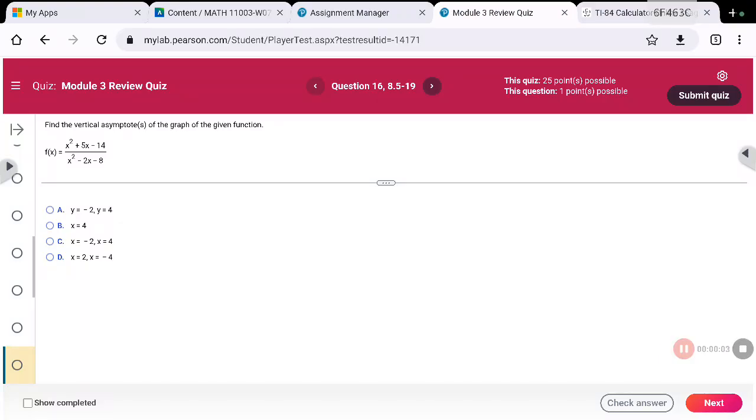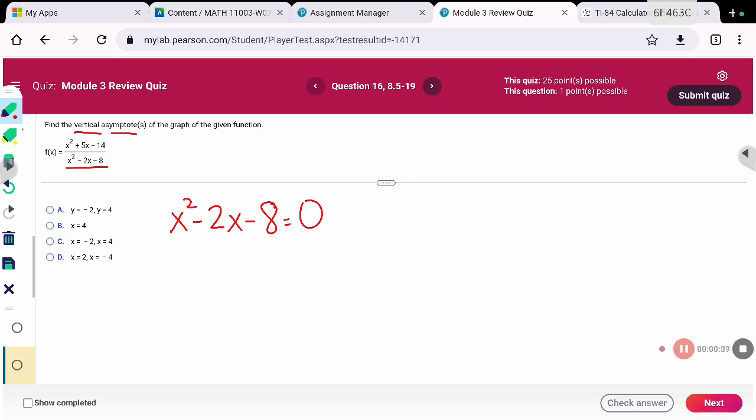In this video, we are going to continue reviewing for the Module 3 test. On this problem, it's asking me for the vertical asymptotes of the graph. So my function is f of x equals x squared plus 5x minus 14 over x squared minus 2x minus 8. So I want to find the zeros of the denominator. So x squared minus 2x minus 8. What makes that equal to 0?